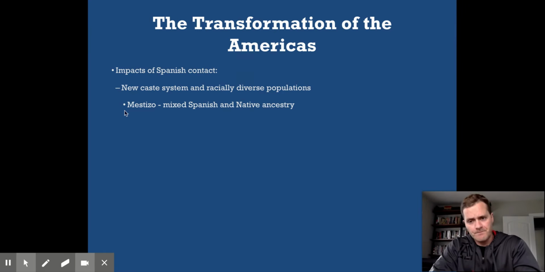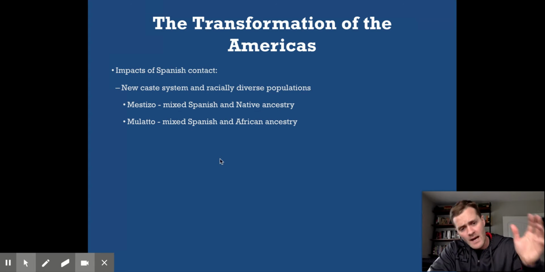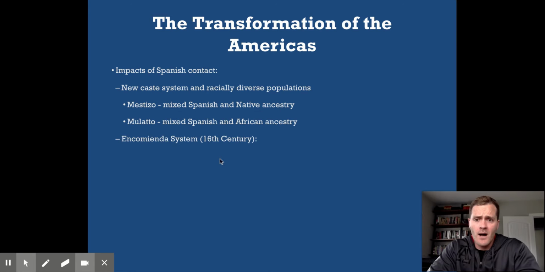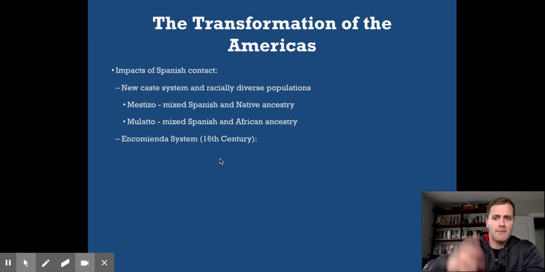We're going to see the mestizo population, which are people who are mixed between Spanish and native ancestry, and a mulatto population, which is those who are mixed between Spanish and African ancestry, as the Spanish are going to be bringing in a large number of African slaves. With, of course, those who are pure Spanish blood being at the top of this caste system.